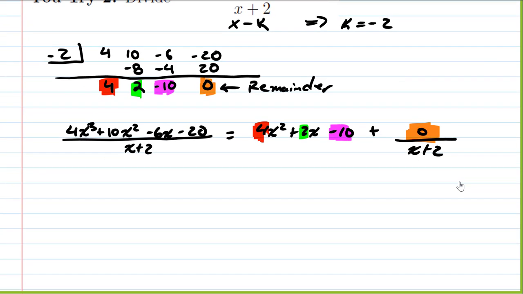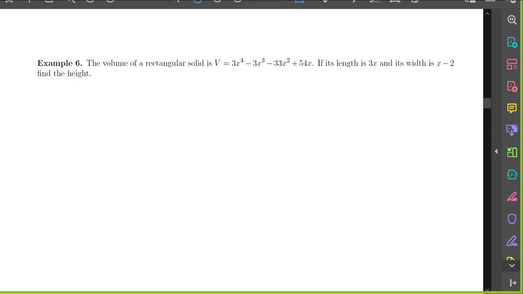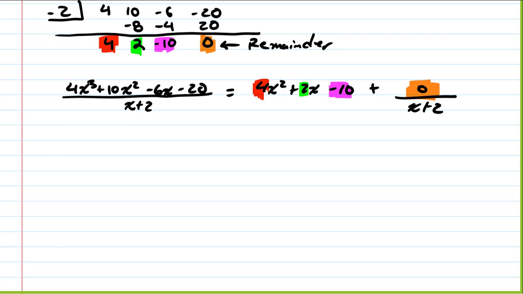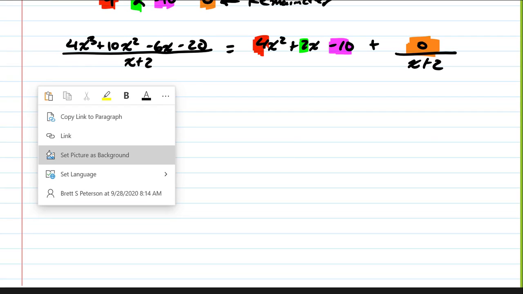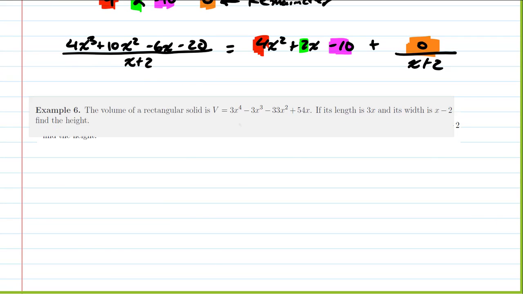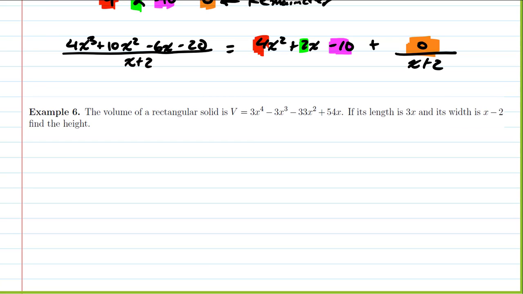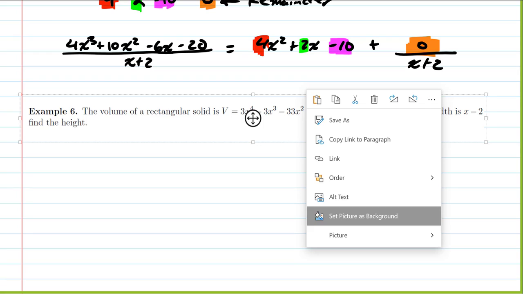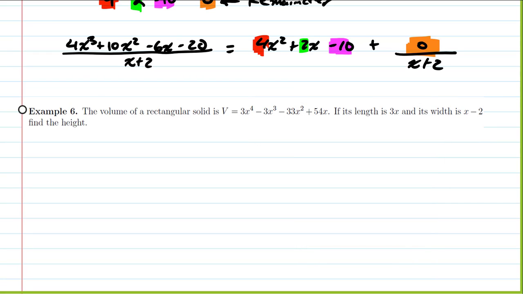All right. So now let's take a look at our last example for this section. The volume of a rectangular solid is given by V equals 3x to the fourth minus 3x cubed, minus 33x squared plus 54x. If its length is 3x, then its width is x minus 2. Find the height.